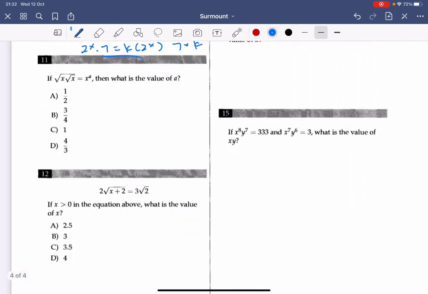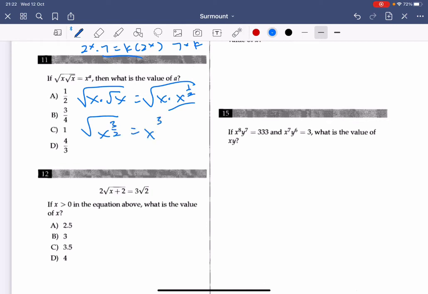So number 11, root x times root x. And we write it as root x times x to the power of a half. And you know this is addition, so you get root x to the power of 3 over 2. Simplify the root, you get x to the 3 over 2 times to the power of 1 over 2, and you get x to the power of 3 over 4. And they want the exponent, so a equals 3 over 4. And the answer to number 11 is B.